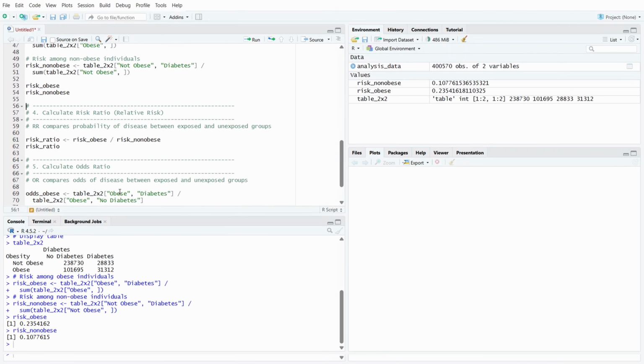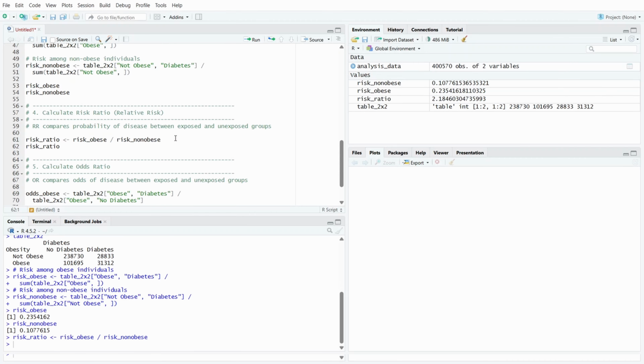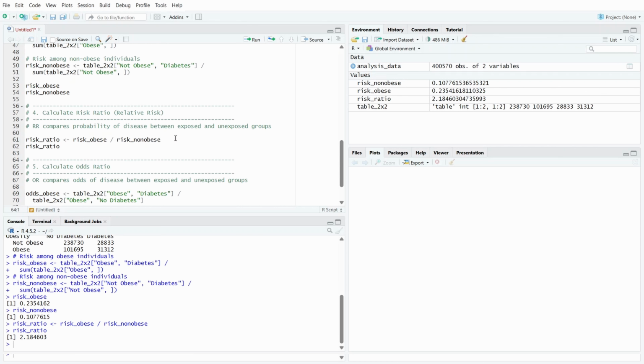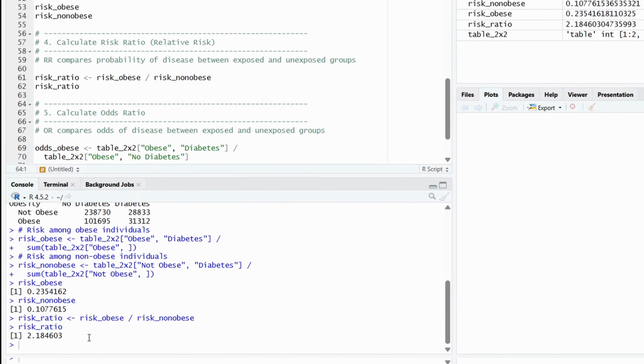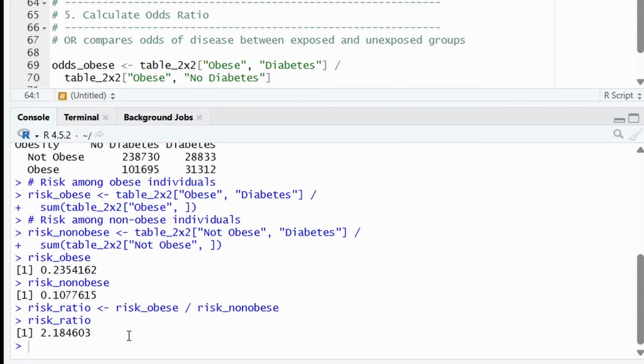The risk ratio answers the question: how many times more likely is diabetes among obese individuals compared to non-obese individuals? If RR equals 1, this means there is no association. RR greater than 1 implies higher risk in obese individuals, and RR less than 1 signifies a protective effect. This measure is especially useful for public health messaging because it directly compares probabilities.